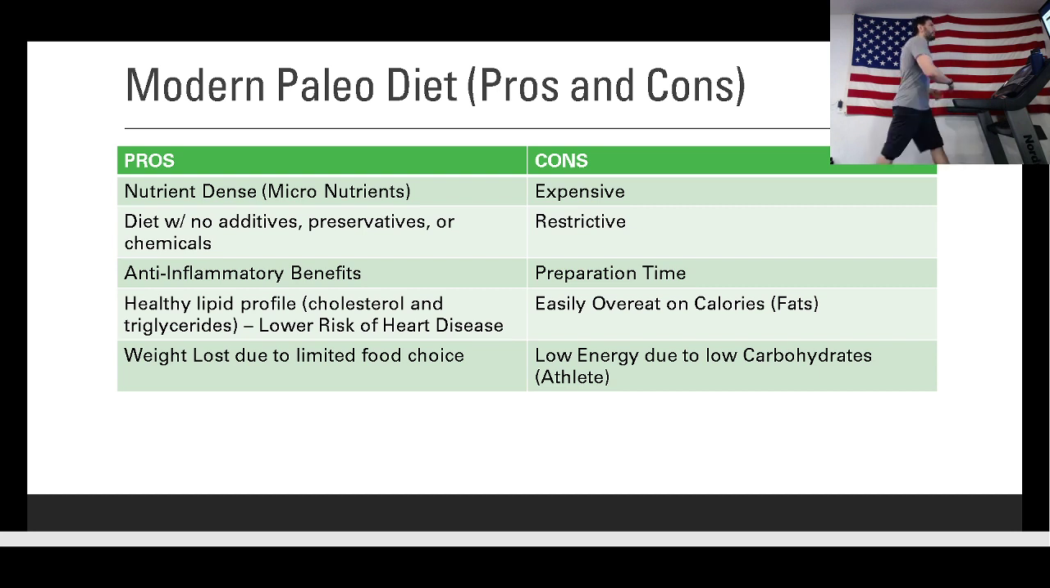So with the modern paleo diet, pros and cons here, right? The next two slides are on the pros and cons. So let's start with the first row. Pros: nutrient dense. Meaning that generally when you're following the types of foods in a paleo diet, you're really talking about eating foods in their most natural form. Not highly processed, not mixed with a bunch of stuff.